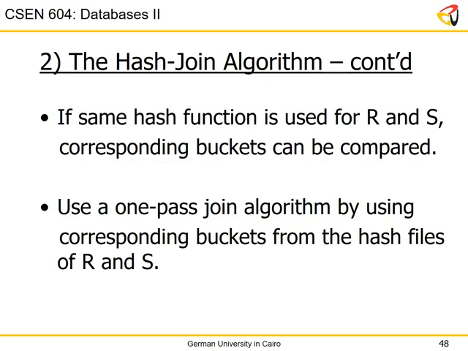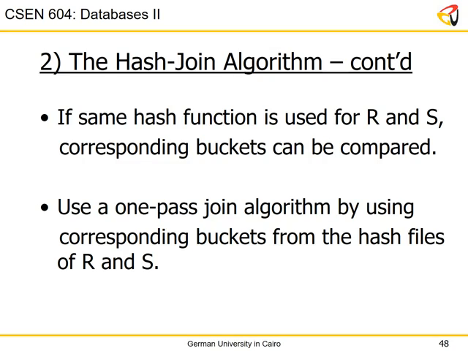The key to understanding this is that if we use the same hash function for the two hash tables, the two separate hash tables we're going to build, one for r.y and another one for s.y, the same value will hash to the same bucket.